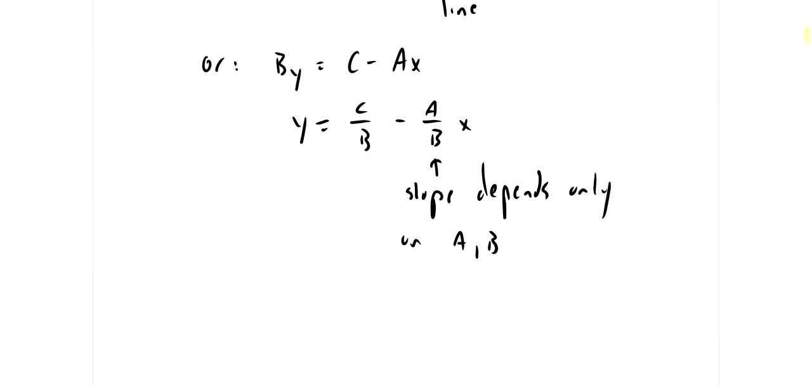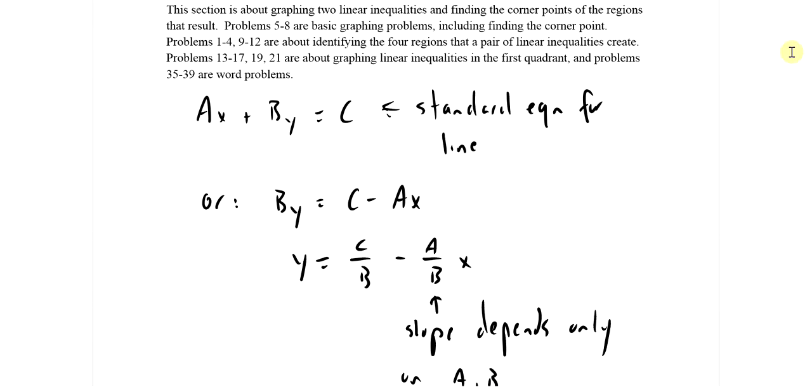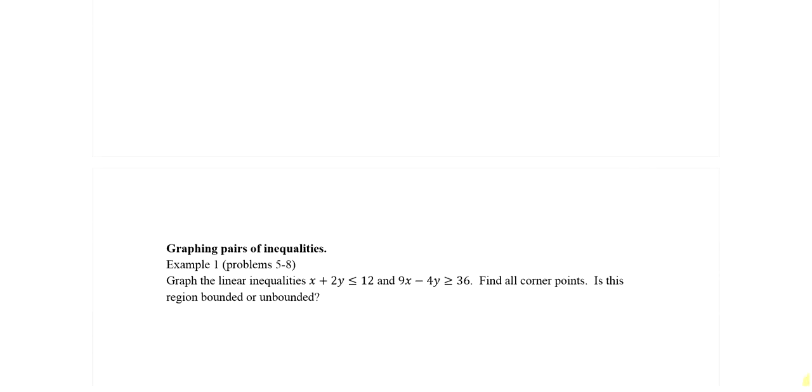Remember that a and b are the coefficients of x and y. In fact, the slope is minus a over b. The slope doesn't depend on this number; that just involves the y-intercept. So we'll see at the very end of this video why that's important. But before we get there, graphing pairs of inequalities.